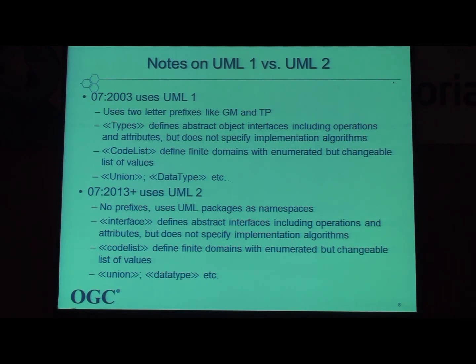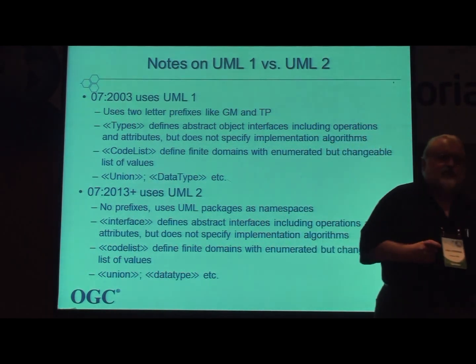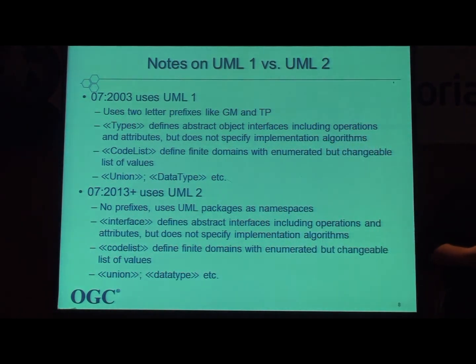Now, what we used in 2003 was a stereotype called type, which is very similar to the stereotype called interface. Hopefully, most of you in here have done a little programming. You know what an interface is in Java. It's basically a description of how you access a data structure. It does not necessarily tell you what the internals of the data structure is like.